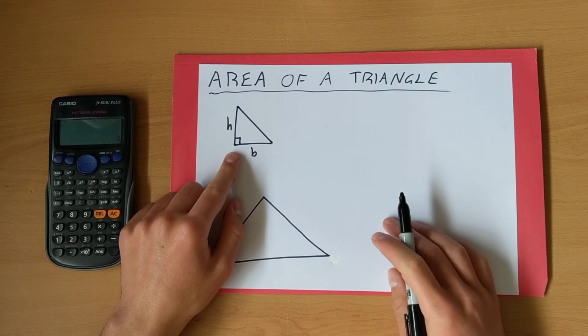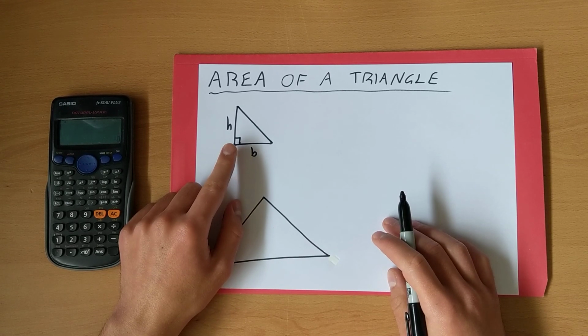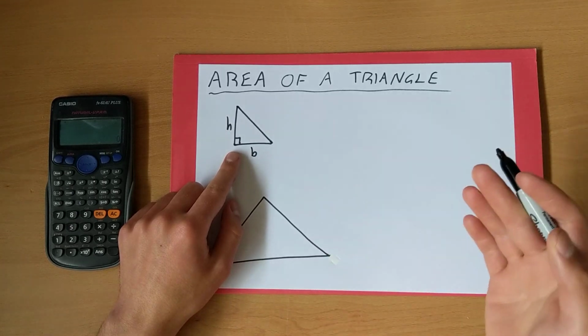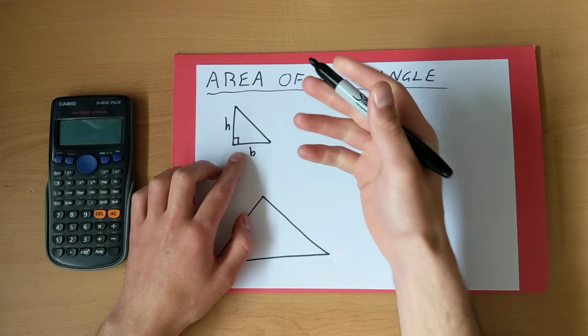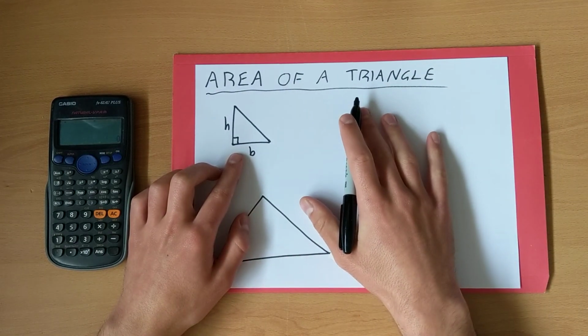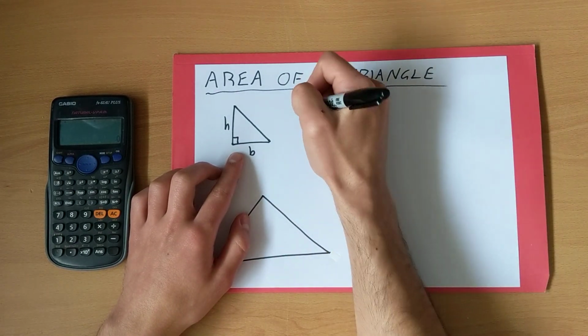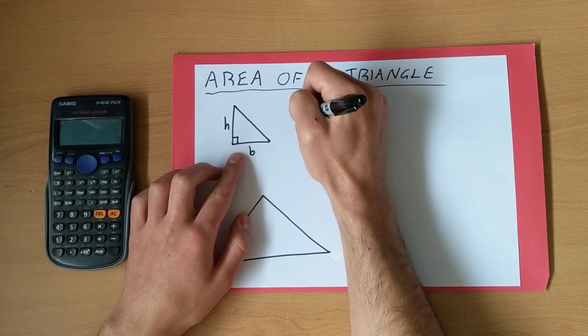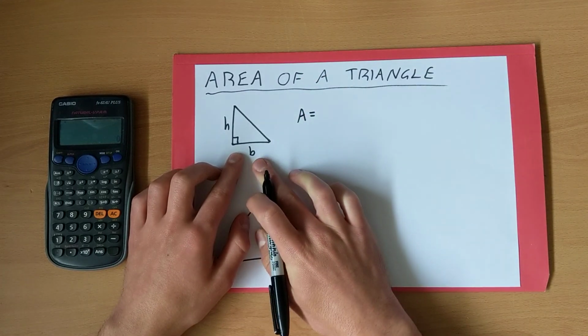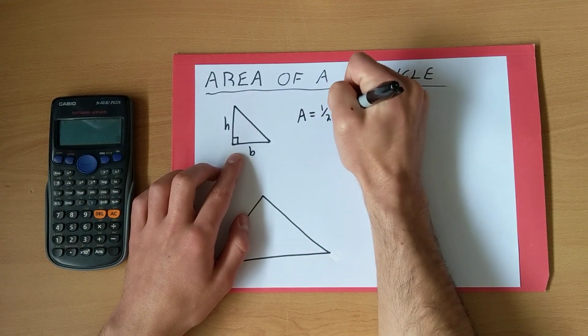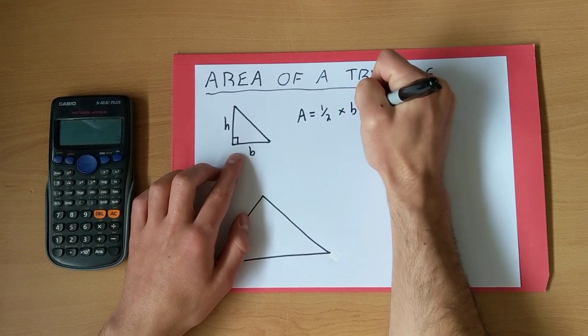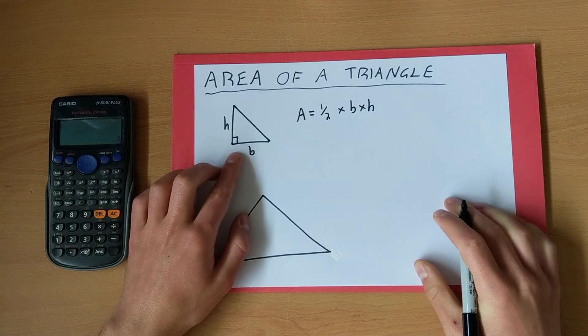Now back in semester 1, I hope that everyone remembers, we spoke about the formula for the area of a right-angled triangle. We got this formula by realizing that a right-angled triangle is really just half a rectangle. I'm not going to go into all of that now, but hopefully everyone remembers that we decided that the area of a right-angled triangle is a half times the base times the height.